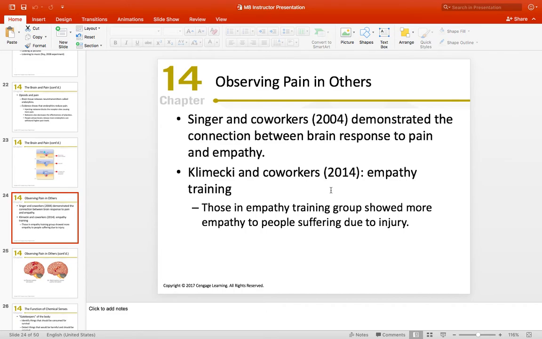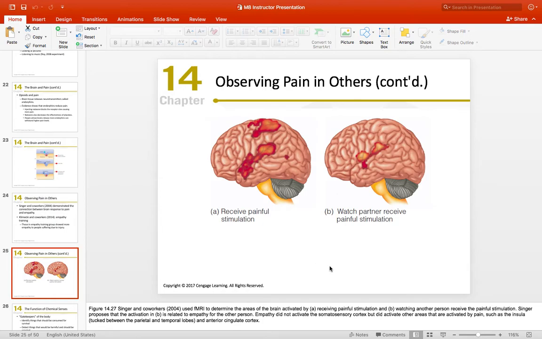But it turns out, and this is shown here based on some of the research out there, we have similar parts of the brain, not exactly the same, but when I watch someone, let's say watching a partner receive painful stimulation, sometimes we have an overlap in some of the activity of the brain. This is essentially empathy. I can empathize with you, and I feel your pain, so to speak.